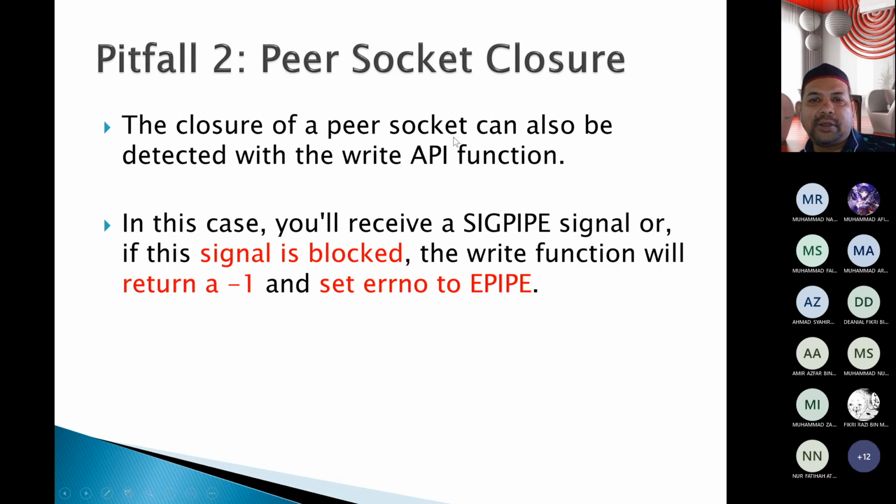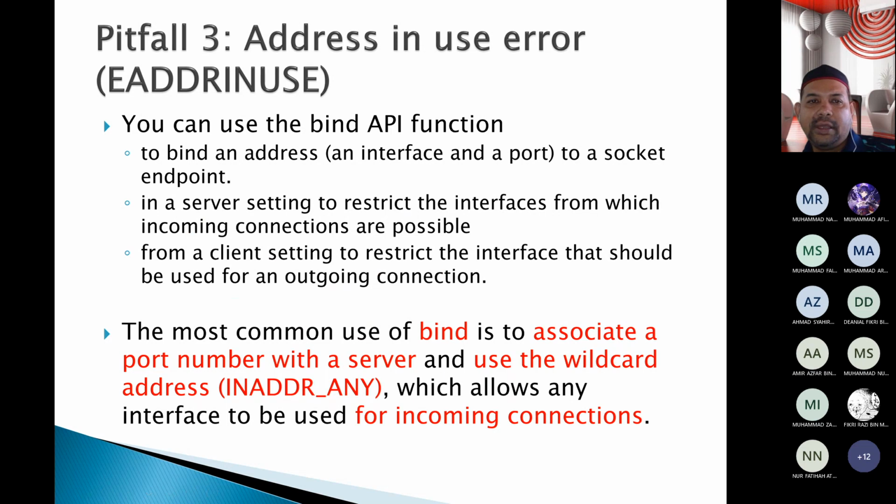The closure of the peer socket can also be detected with the write API function. So kita kena gunakan yang kita belajar sebelum ni guna SIGPIPE. Okay. If the signal is blocked, the write function will return a negative one and set errno to EPIPE. Okay. Before number 3, ada 2 lagi ya.